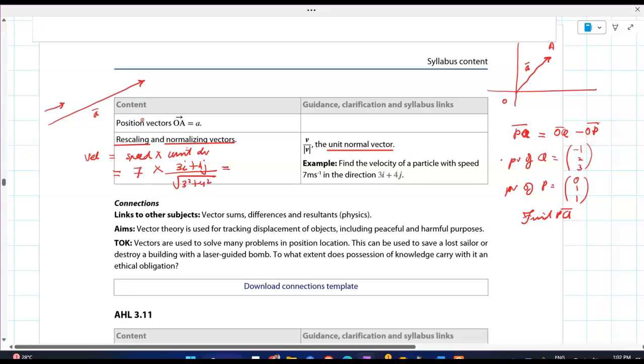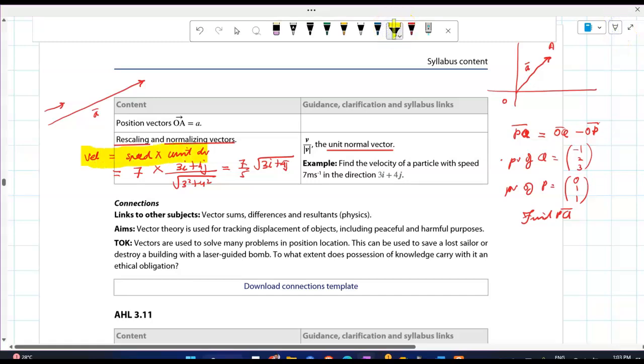So this will be basically 7 over 5 root of 3n plus 4u. So that's your velocity vector. When you multiply your speed by the unit direction vector, now this is very important. This they keep on asking. So velocity vector is speed times unit direction vector. That's the meaning of rescaling. You should also know that, okay, that will come automatically now.